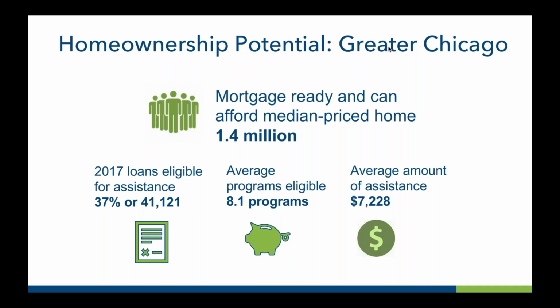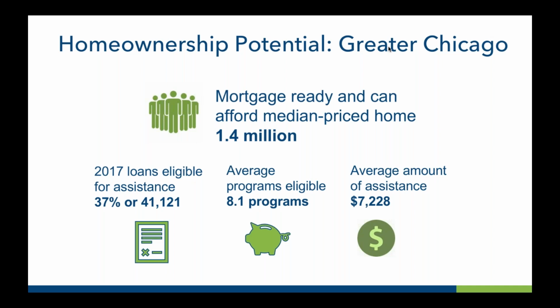So looking at Chicago as well, when we go back to 2017 and look at the most recent closed loan data available, again, 37%, more than a third of buyers who closed with a mortgage in Greater Chicago in 2017 were eligible for DPAs at that time. And again, not just one. If you're eligible for one, you're probably eligible for several, when you start to layer state programs, municipal programs, nonprofit programs, and so forth.